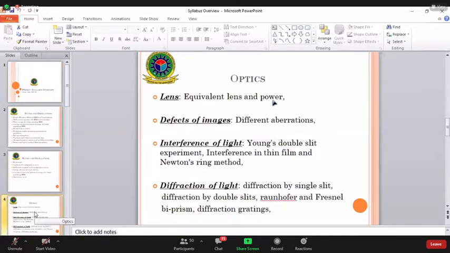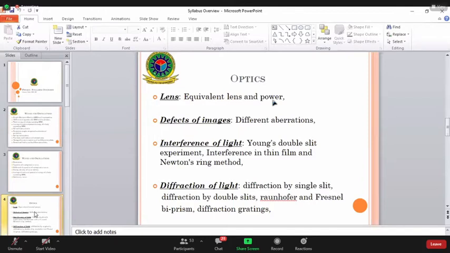In the optics part there are lots of chapters, 5-6 chapters, but don't worry, the content inside each chapter is very small. At first there is lens. In lens there are only 2 topics: equivalent lens and power. The next chapter is defect of image, where different types of aberration are discussed.